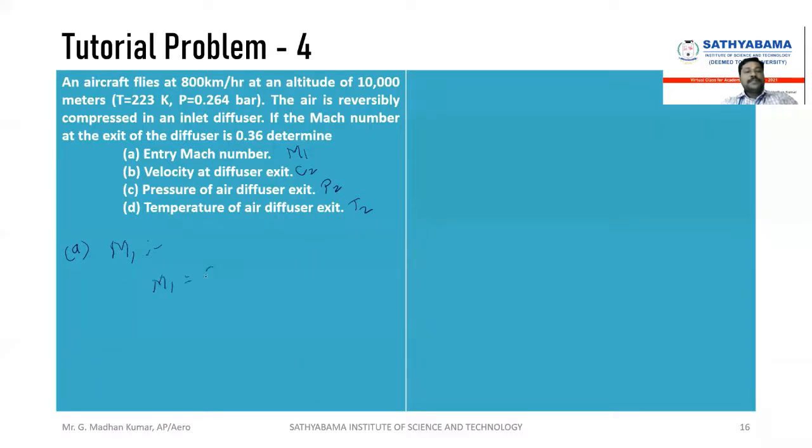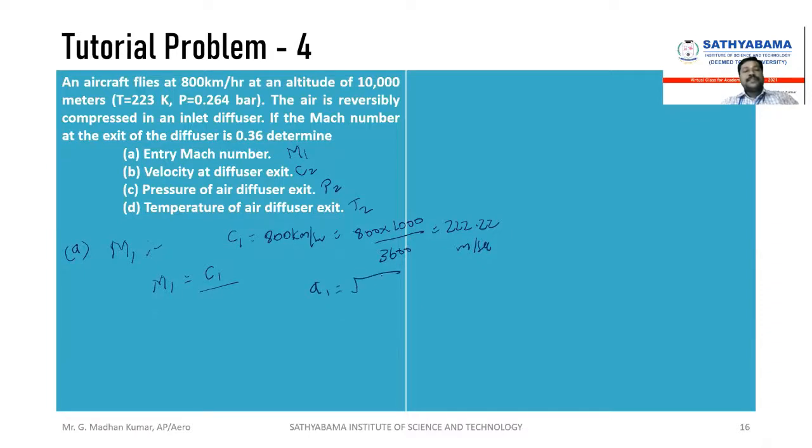We know the formula: C1 divided by A1. Yes, fluid velocity. What is the fluid velocity? That is what you converted. So C1 is 800 km per hour. In order to convert it into meter per second, 800 into 1000 by 3600, then it is 222.2 meter per second. Just substitute the value here, and you could also find the value of speed of sound, A1.